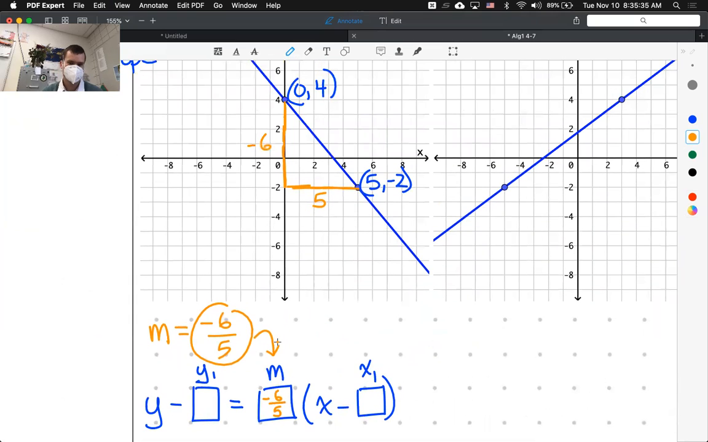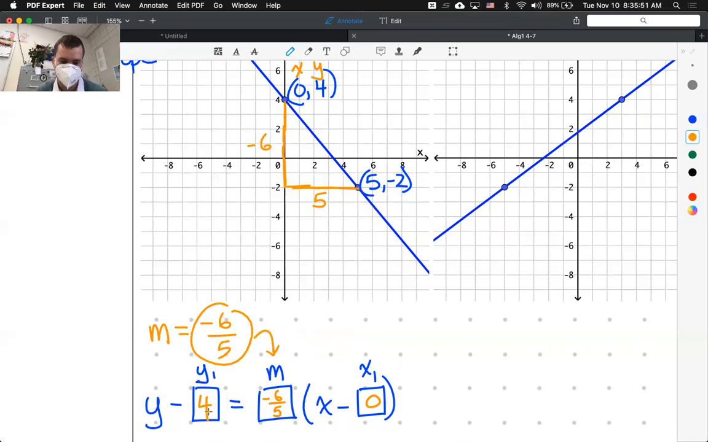Braden? 0, 4. Okay, which one gets plugged in where? Does 0 go here, or does 0 go on the right? Not quite. So 0 is the x coordinate. Done. Type this into Khan Academy, you'll get the right answer.